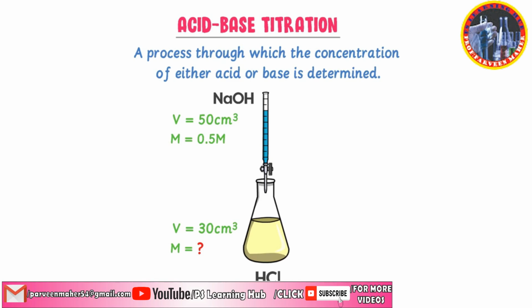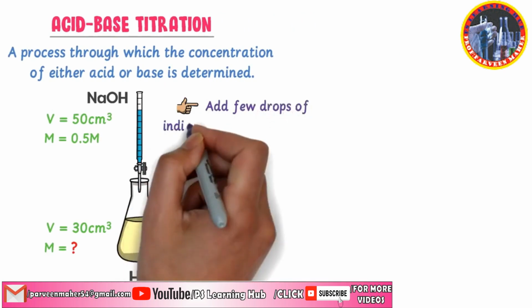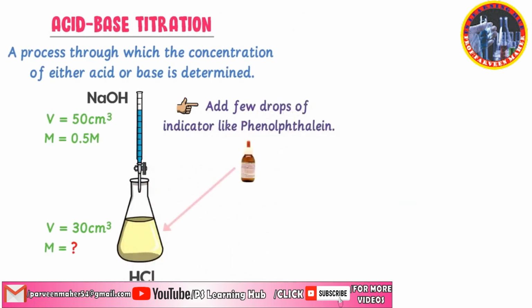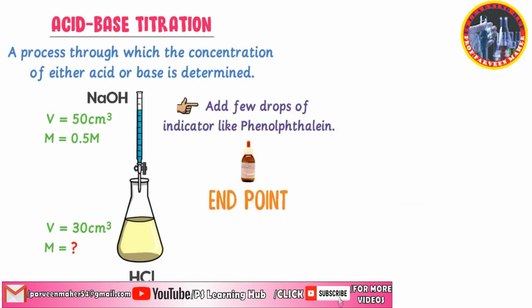We know that the volume of HCl is 30 cm3. Its concentration is unknown. The second step is to add a few drops of indicator to the conical flask or inlet. The indicator will show us the end point of a reaction between base and acid. I take an indicator like phenolphthalein.